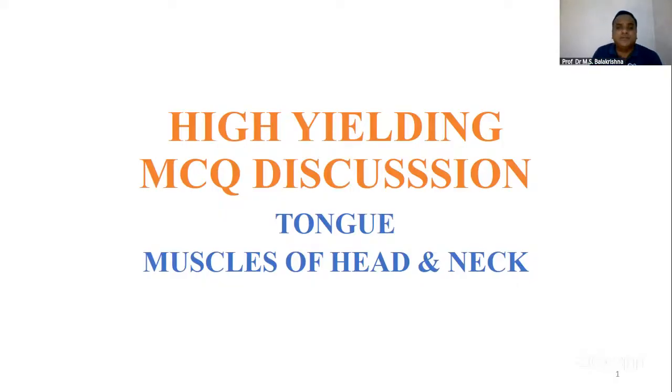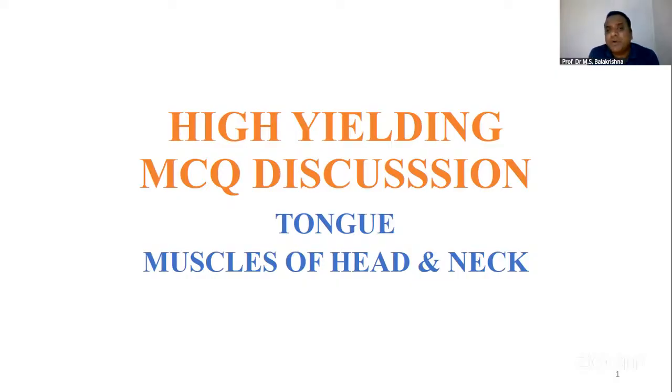So coming first to the tongue chapter. You should have the basic understanding of the gross anatomy, that the tongue is divided into 2 parts. Surface-wise, the upper surface is called the dorsum of the tongue and the lower part is called the inferior surface. On the dorsum of the tongue, all the taste buds are present.